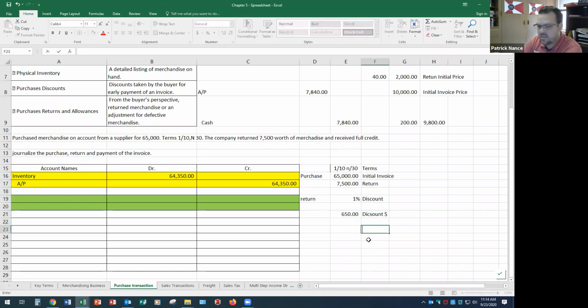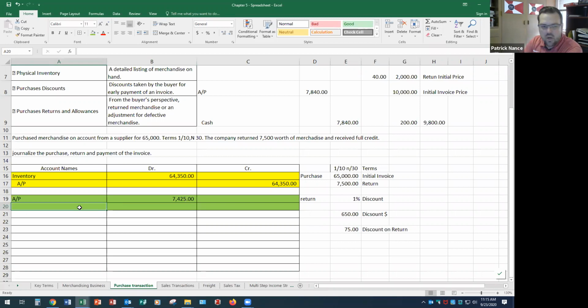So my discount on the return, I would simply take the 7,500 times the 1%, which is 75. And I need to show that I no longer owe this money. So I need to debit the liability account for 7,500 minus the 75. I now owe them $64,350 minus the 7,425 because I returned it. I don't owe them for something that I gave back.